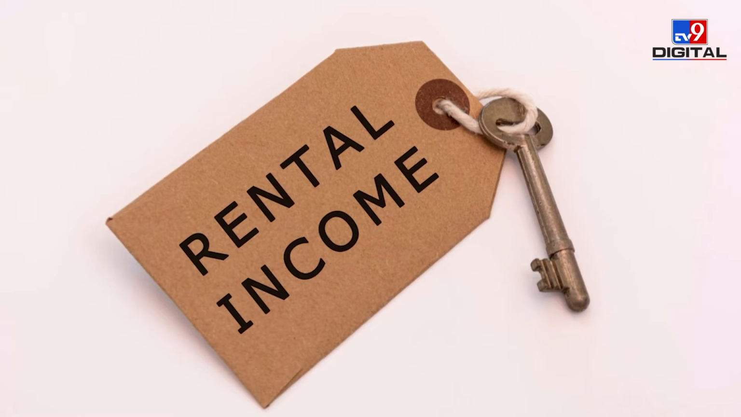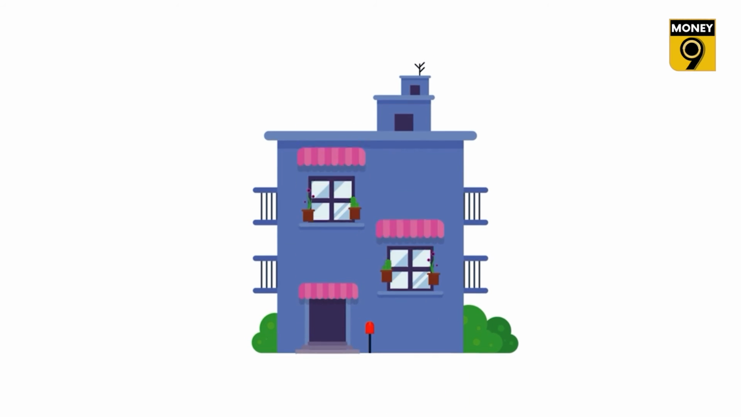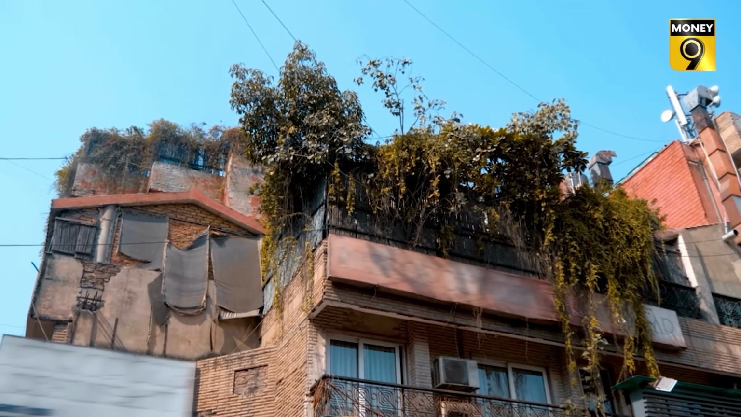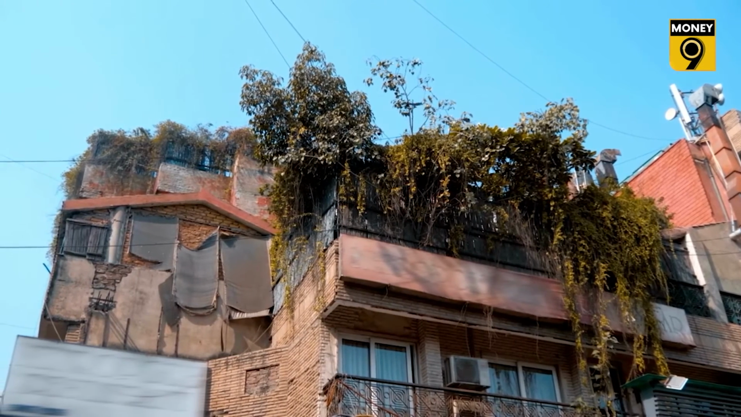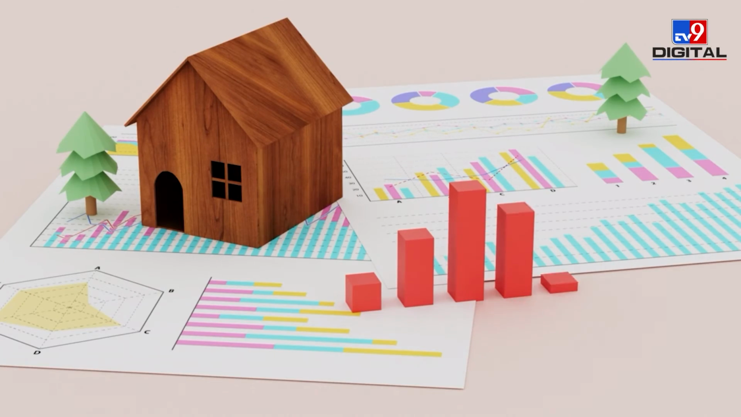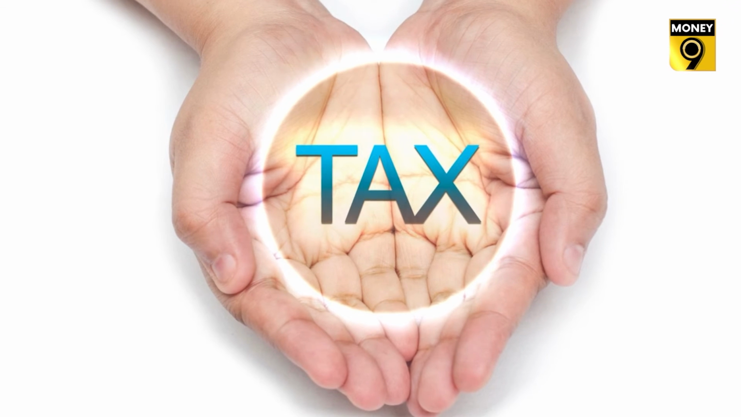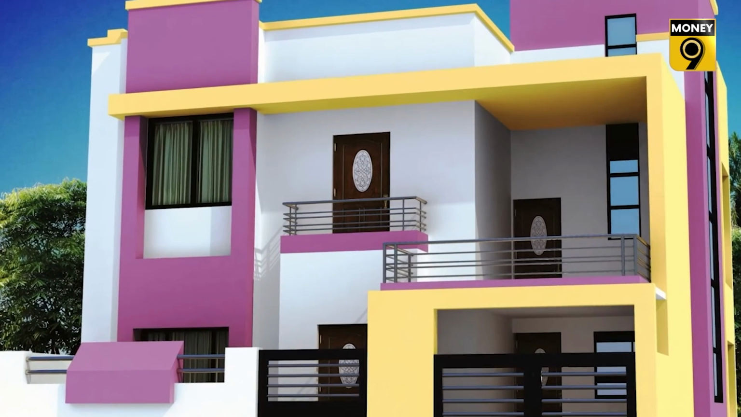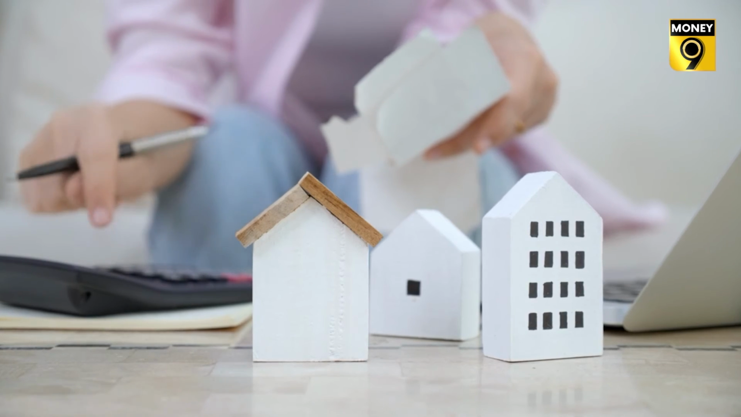Number 4. If the property is on rent for some time and is self-occupied for the rest of the time. Now, if the property is let out on rent for some time and is in own use for the rest of the time, the income from the house property for the period of self-occupied will be treated as nil. Taxable rent will be calculated for the time the property is on rent.